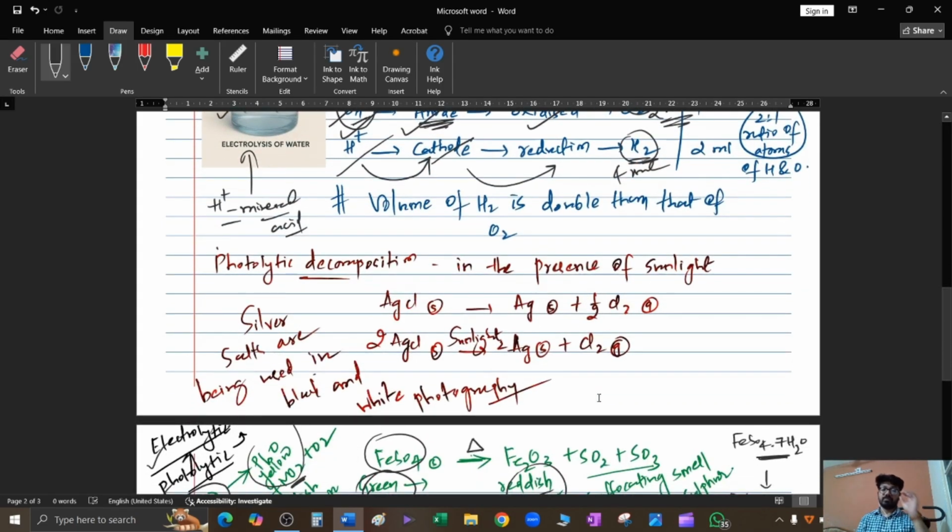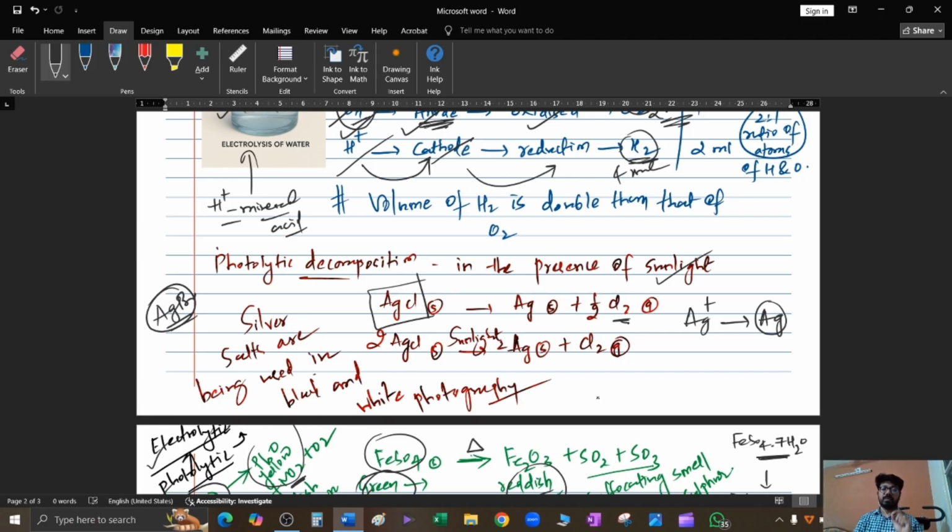Now photolytic decomposition is what, when decomposition reaction takes place in the presence of sunlight, by the means of sunlight. So यहाँ पर ज़्यादातर आता है कि silver bromide salts are being used for black and white photography. Why? As a result of this reaction, from silver chloride Ag plus, it gets reduced to what, metallic silver, gray color, along with the evolution of what, dichlorine gas.